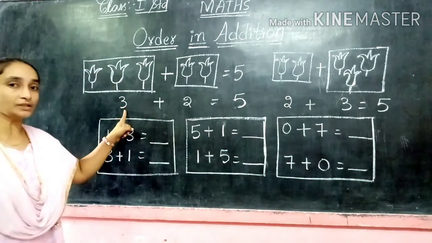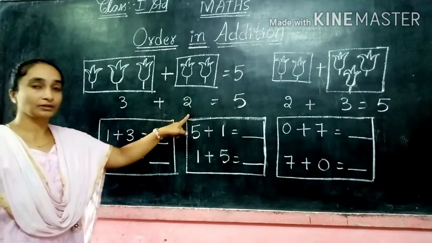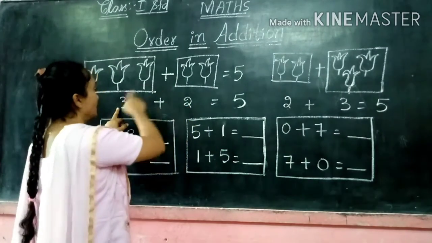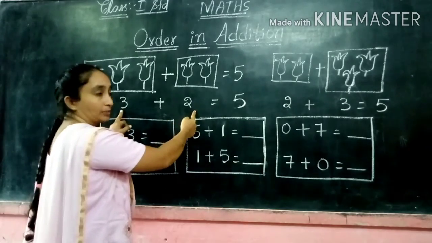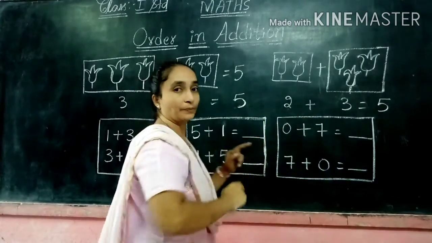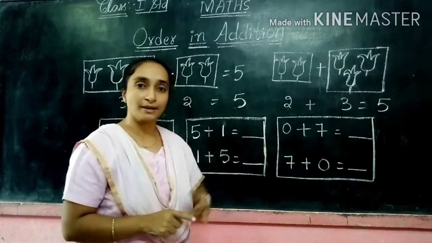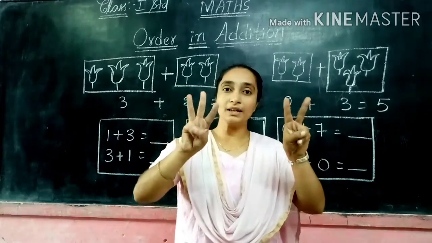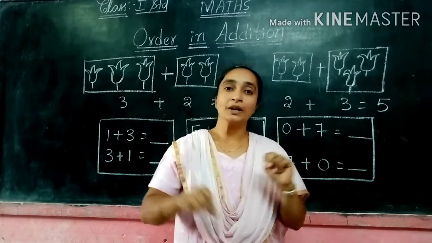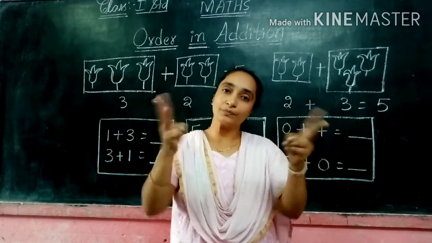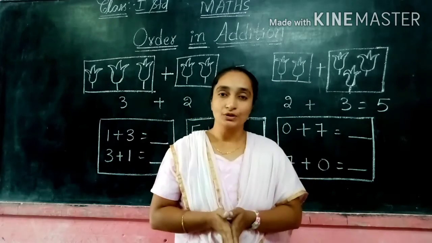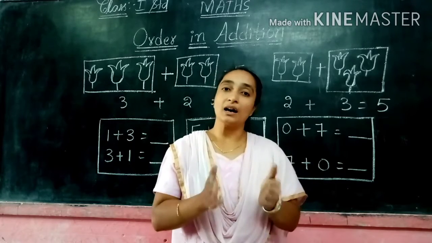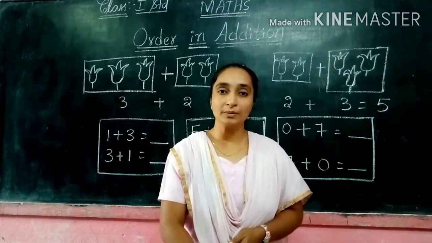Here I have written first 3 plus 2. Answer 5. And here I changed the numbers. The second number I changed to first place and the first number I changed to second place. That means here I have written 2 plus 3. But still the answer is the same, 5 only. So if you add 2 plus 3, it is also 5 only. Otherwise if you add 3 plus 2, also 5 only. The same. So if you change the order in addition, the answer will be the same.